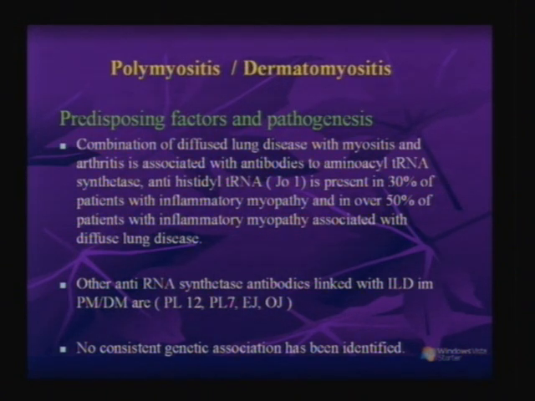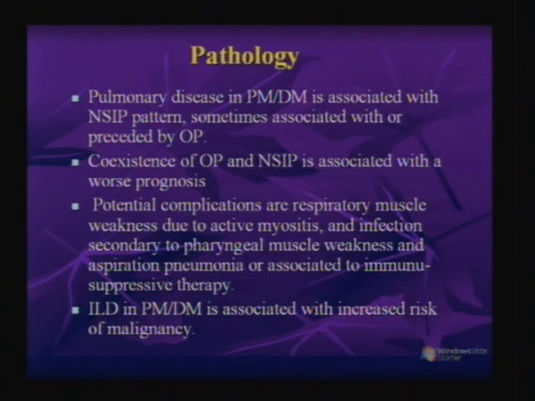There is a combination of diffuse lung disease with myositis and arthritis associated with autoantibodies. In this, the autoantibodies are seen to aminoacyl tRNA synthetases, and histidyl tRNA, that is Jo-1, is present in 30% of patients with inflammatory myopathy, and over 50% of patients with Jo-1 positive inflammatory myopathy have associated diffuse lung disease. Other anti-tRNA antibodies like PL-12, PL-7, EJ and OJ are also noted, and in this disease no genetic association has been found.